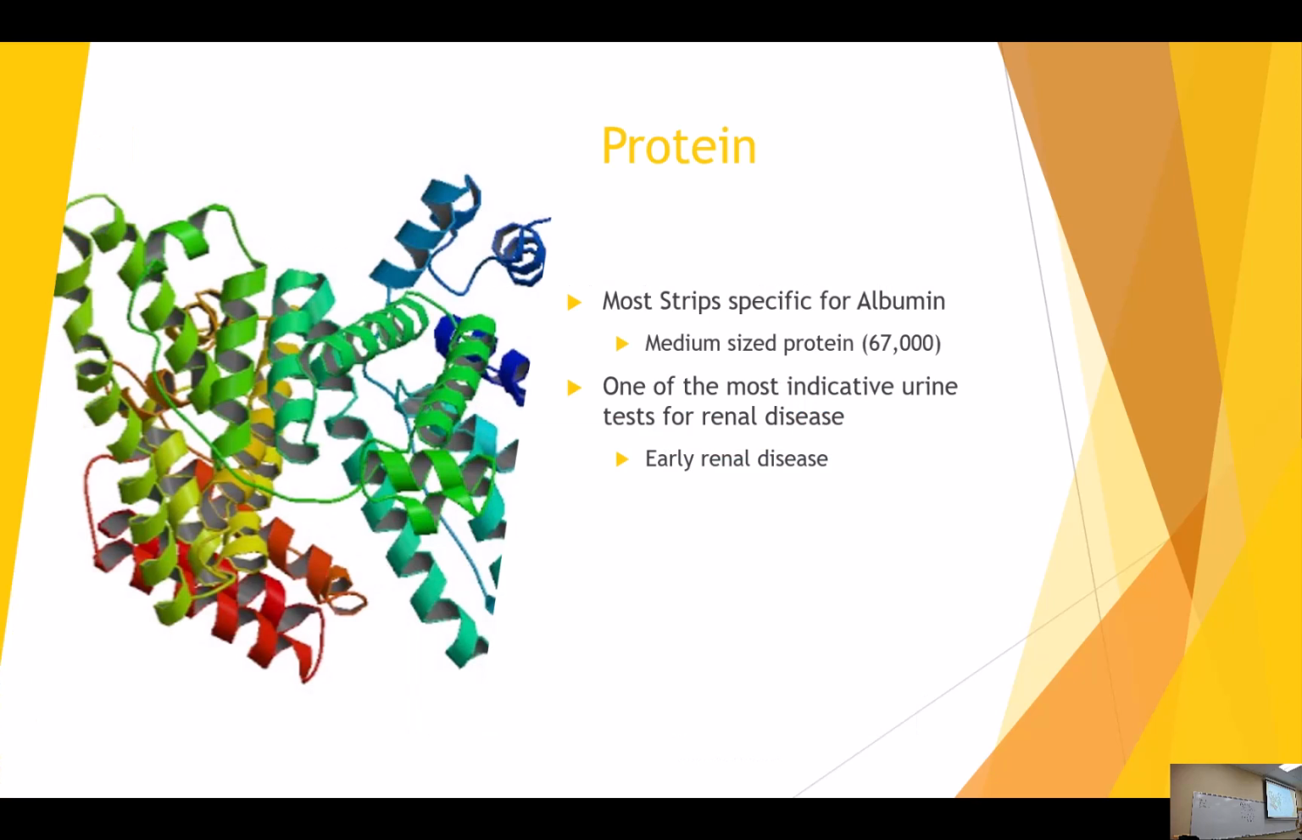Second pad we're going to talk about is protein. Most strips are very specific for albumin. Albumin is a medium-sized protein with a 67,000 molecular weight. Remember I said a healthy glomerulus, anything less than 60,000 can come through. So albumin will be one of the first proteins we see that is going to be an early indicator of renal disease. So it's one of the first things we see when we start seeing that there were problems and damage to that glomerulus.